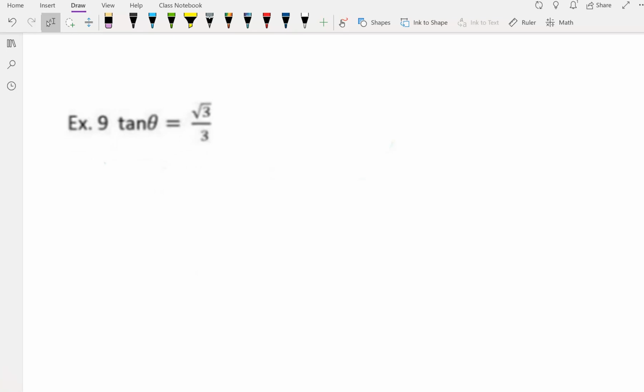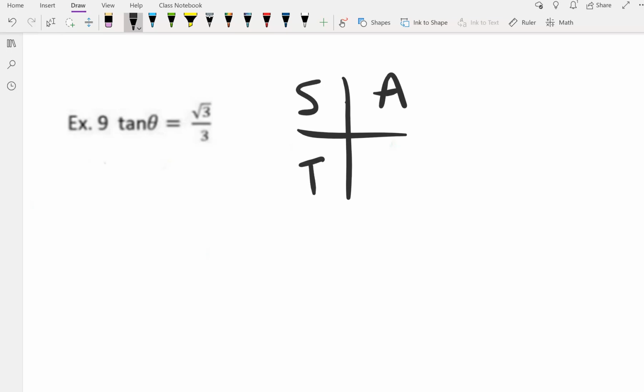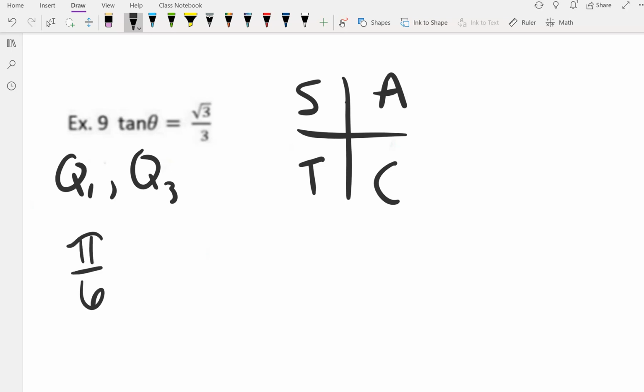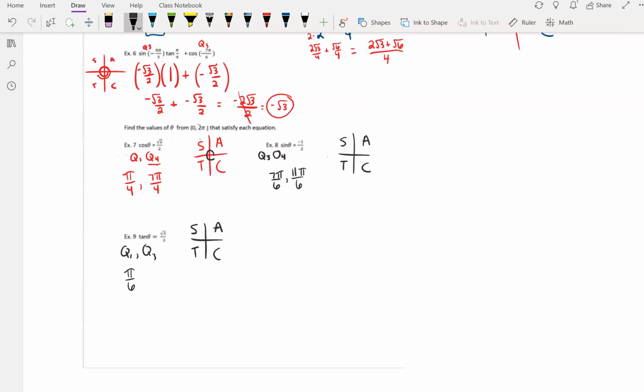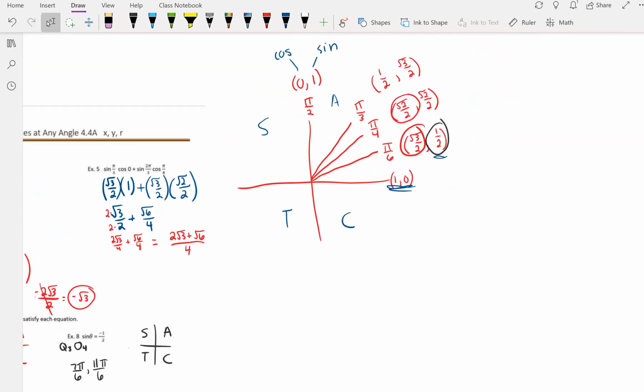is tangent of theta equals root 3 over 3. So remember, A smart trig class. Where is tangent positive, since this number is positive? Tangent is positive in Q1 and also in Q3. And then tangent is root 3 over 3 when you have a reference angle of pi over 6. And we can use the unit circle to help us if we want to, if you didn't remember that.